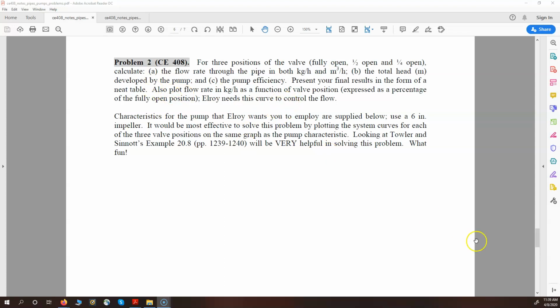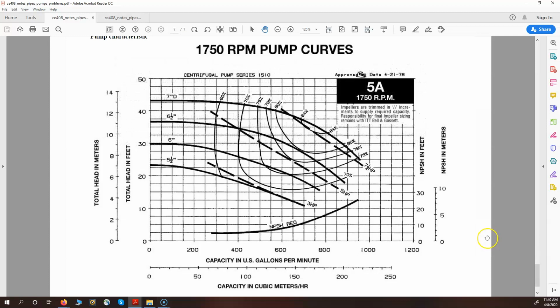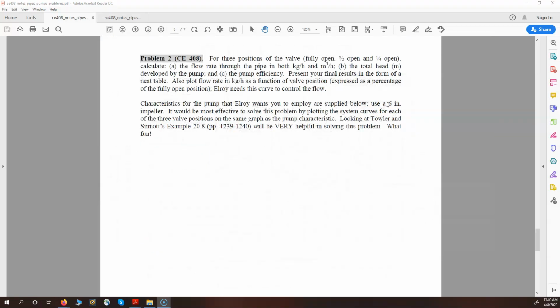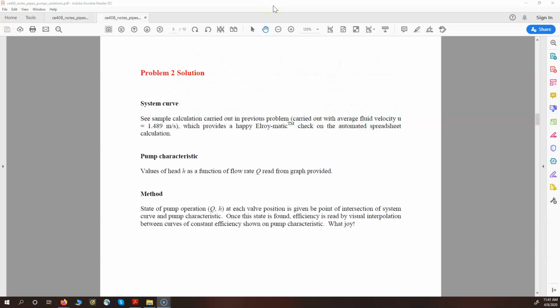We're told the pump that we're supposed to use, and this is it. It's one that operates at 750 RPM, and here are characteristics for different impeller sizes, and we are told to use the 6-inch impeller. So I guess you could say that the pump has been chosen for us. So how do we solve this problem? Well, the first thing is we need system curves for all the valve positions that we were asked about. We talked about that in the first segment of this lecture, and we know how to calculate system curves. We actually saw all the system curves. The next element is the pump characteristic. Well, we just looked at that.